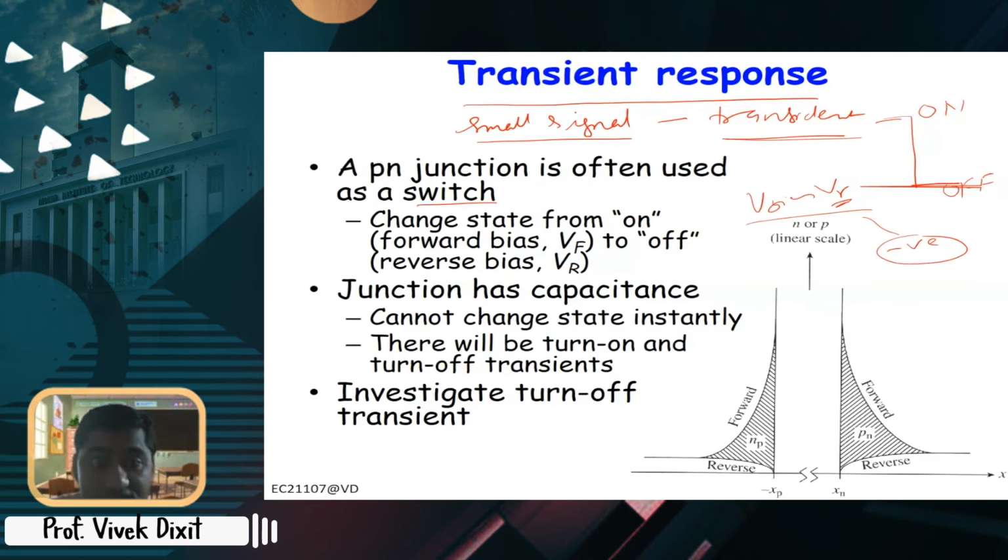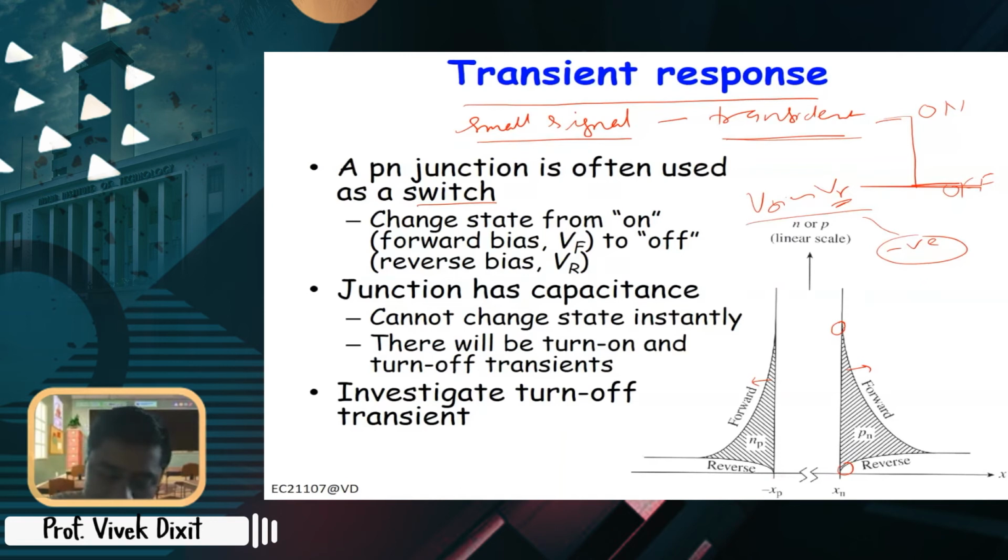And if you consider them, when it is forward bias, injected carriers are quite large, and you have a curve like this. This is a minority carrier concentration. Similarly, on the other side, in case of reverse bias, there is carrier extraction. So this curve goes down, right?